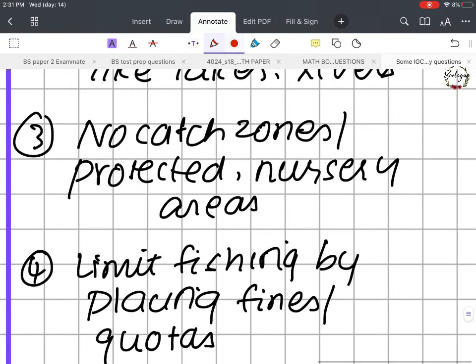No catch zones or protected or nursery areas, right? Nursery areas is where you are going to breed or grow the young fish, so that these fish are able to grow, and once they grow they are able to survive and reproduce at least until the reproductive age. That is why the population numbers are increasing. Population numbers increase when you allow the organism to survive and reproduce. So they should be able to be bred till their reproductive age or till maturity.